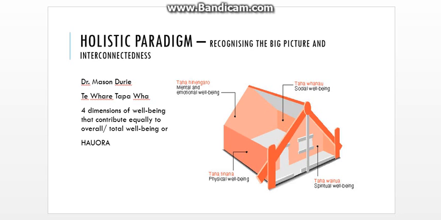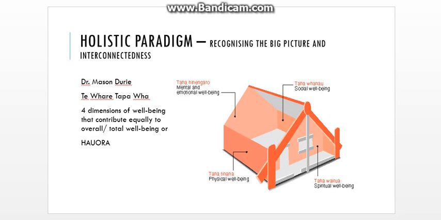A third dimension is taha whānau, which recognises our social well-being and the importance of relationships and the influences that our relationships have on our well-being. And finally, the place of taha wairua, which is our spiritual well-being. Now, spiritual well-being can include a religion, for example, but a better way of looking at it is looking at a person's attitudes, values, or beliefs, and how that can impact them and influence their thinking and their actions.